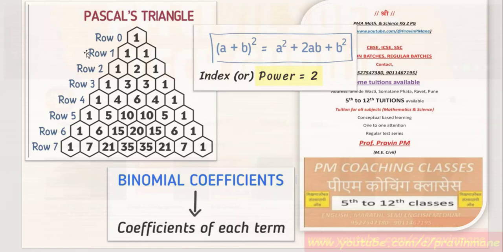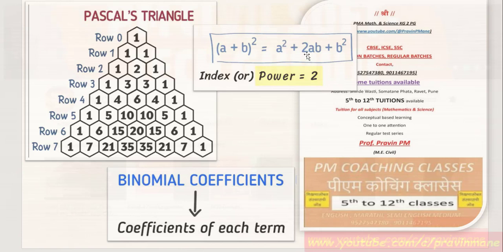And this triangle gives us binomial coefficients. Binomial coefficients means the coefficient of this term, this term, this term: 1, 2, 3. These are the different terms, and every term has a coefficient. Here 2 is the coefficient, and a and b are the variables.